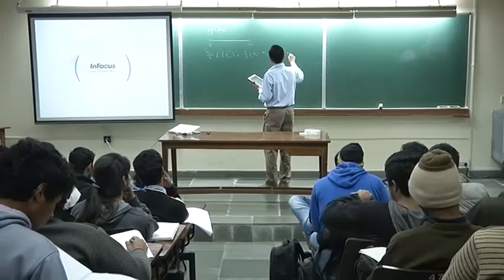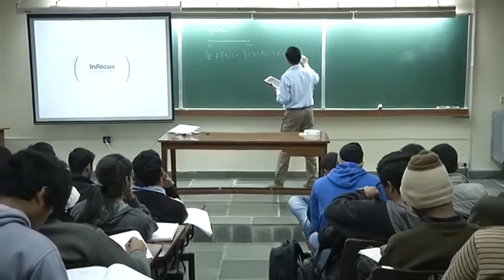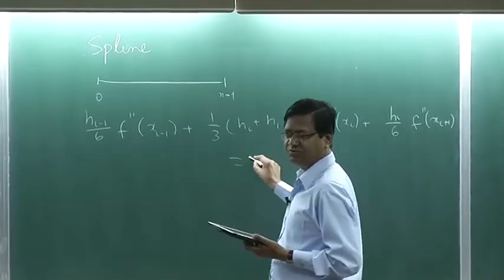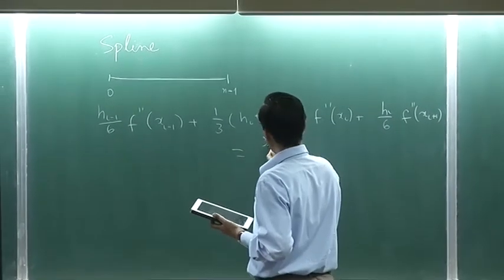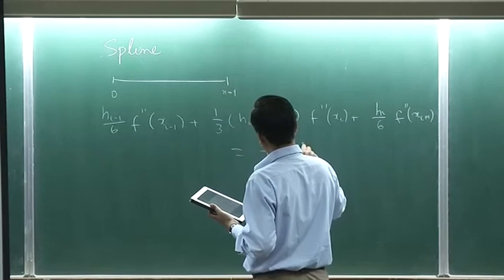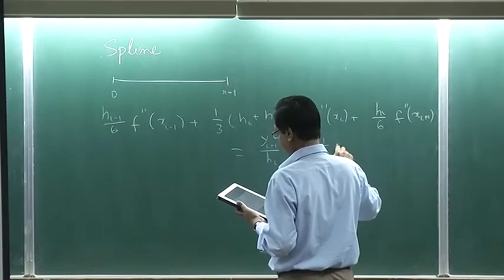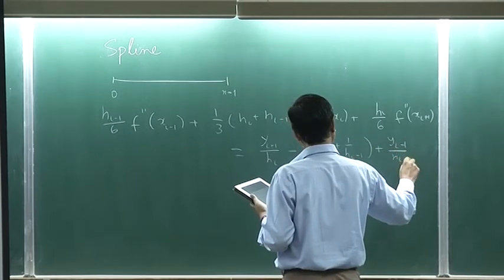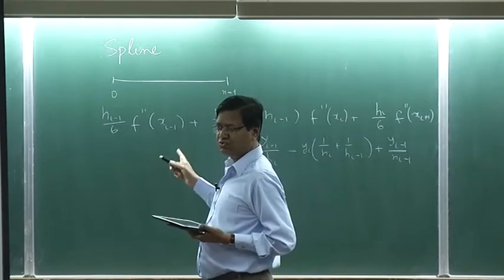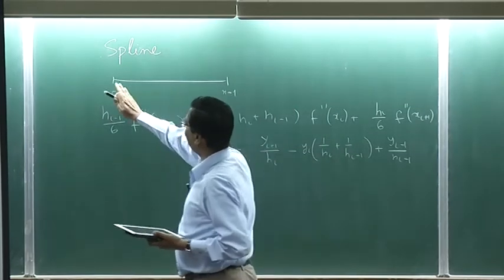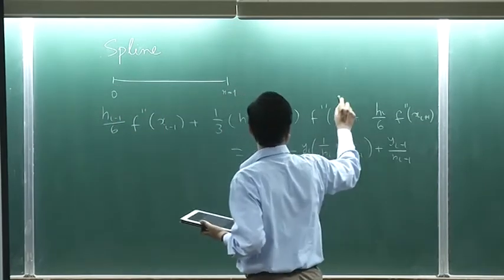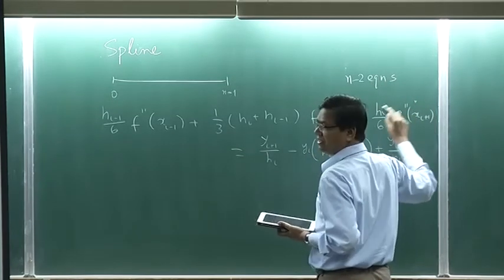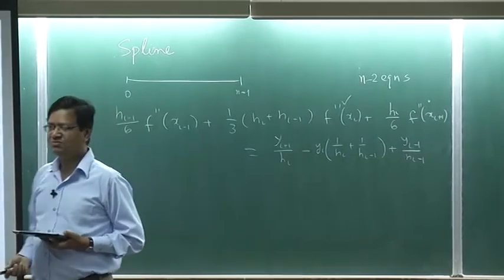f double prime xi plus hi by 6 f double prime xi plus 1. So this was the right hand side. So yi plus 1 by hi minus yi by hi minus 1. So there were n minus 2 equations. We skip this point and this point, so there are n minus 2 equations. But I have n unknowns, the f double primes. So we need to assume something.